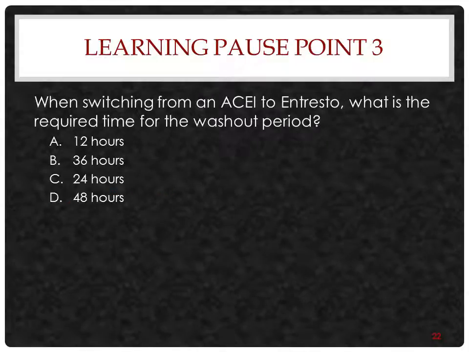For learning pause point number 3, when switching from an ACE inhibitor to Entresto, what is the required time for the washout period? Is it A, 12 hours, B, 36 hours, C, 24 hours, or D, 48 hours? The answer is B, 36 hours.